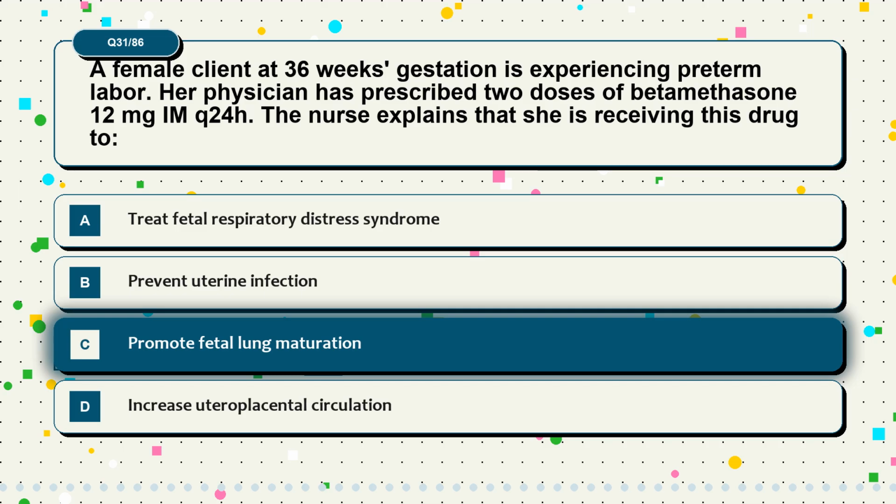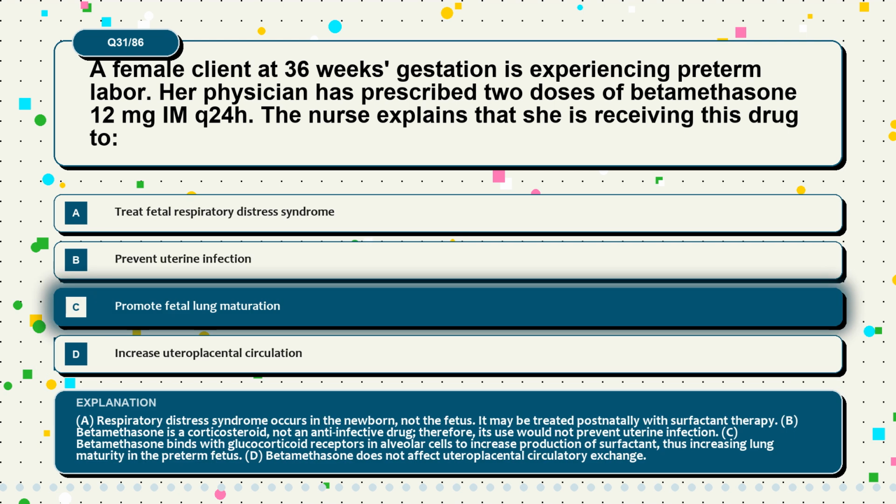The correct answer is option C. Promote fetal lung maturation. Respiratory distress syndrome occurs in the newborn, not the fetus. It may be treated postnatally with surfactant therapy. Betamethasone is a corticosteroid, not an anti-infective drug. Therefore, its use would not prevent uterine infection. Betamethasone binds with glucocorticoid receptors in alveolar cells to increase production of surfactant, thus increasing lung maturity in the preterm fetus. Betamethasone does not affect uteroplacental circulatory exchange.